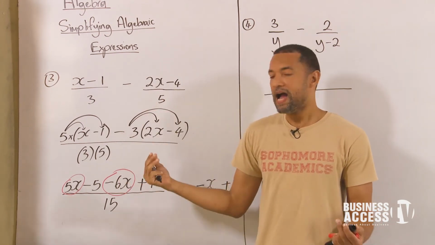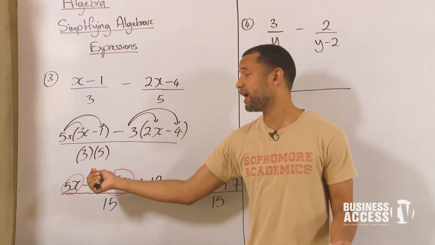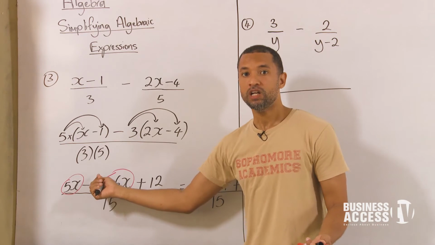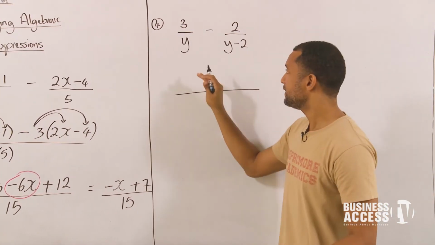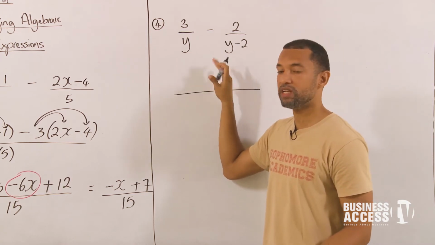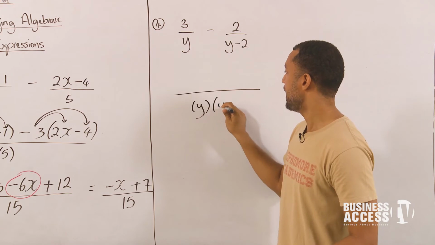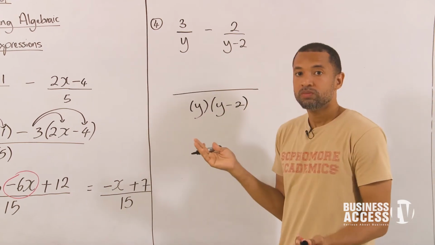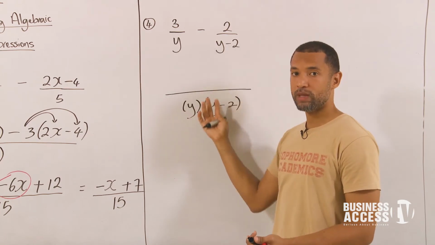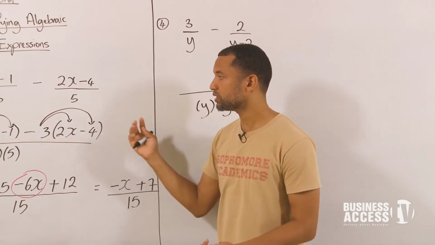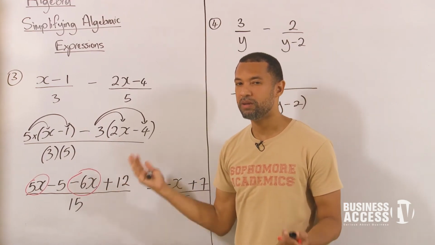But as you see how I wrote it, I just wrote it as them multiplying 3 times 5. Ladies and gents, just apply that to this. Write it as these two denominators multiplying. So we have y times y minus 2. So the y has something to go in, and the y minus 2 has something to go into. Just like over here. Ladies and gents, the same principles.